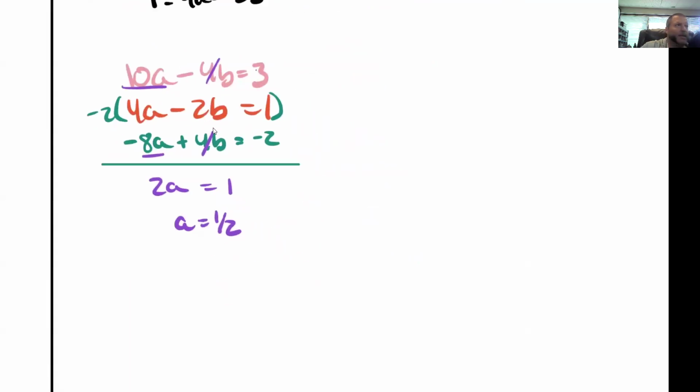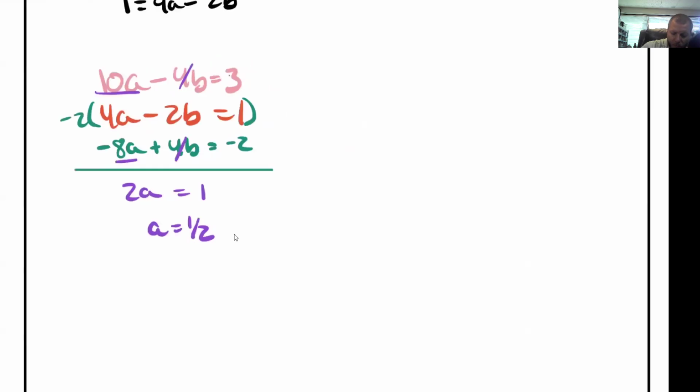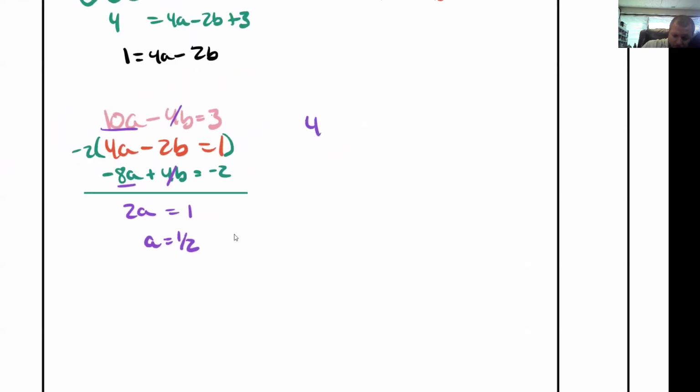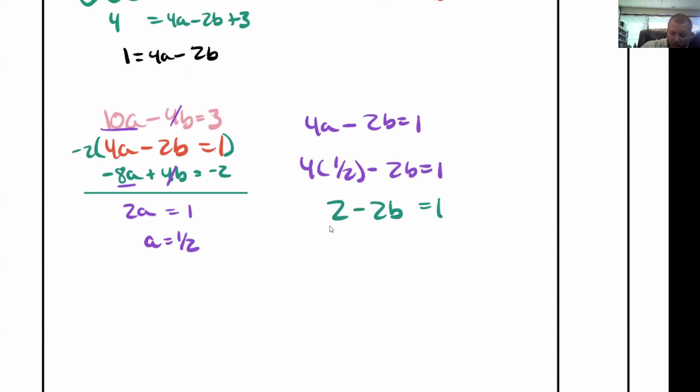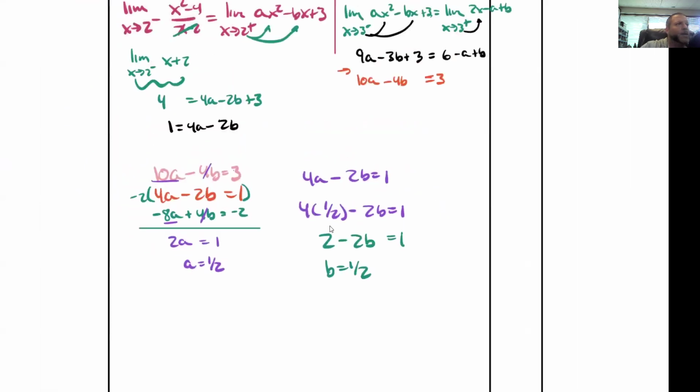Right, so I can plug this into any equation that I want. So let's see. I know that 4a minus 2b is equal to 1. So 4 times a half minus 2b is also equal to 1. 4 times a half is 2. 2 minus 2b is equal to 1. So this means that when I bring the 2b over and the 1 over, I'm going to get b is also equal to 1/2. So we should get 1/2 and 1/2, right?